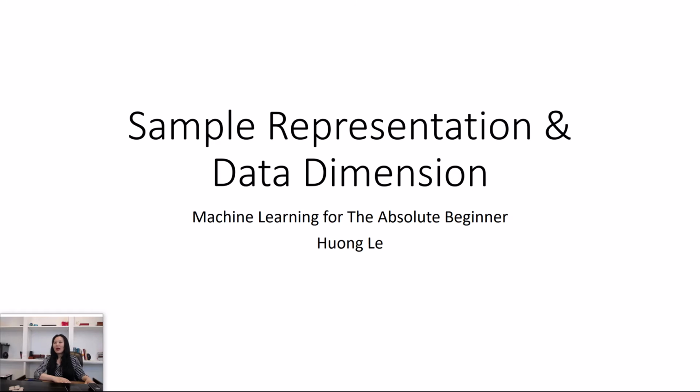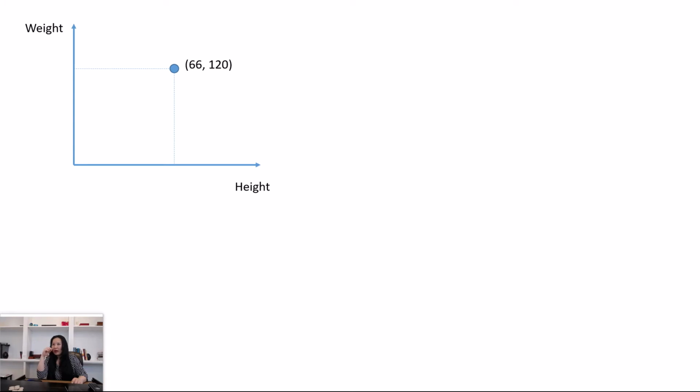Today's topic is sample representation and data dimension. So let's get started. Let's think of a person in terms of height and weight. For example, we have a person 5 feet 6, 120 pounds. We're going to represent this person as a blue dot in this graph.